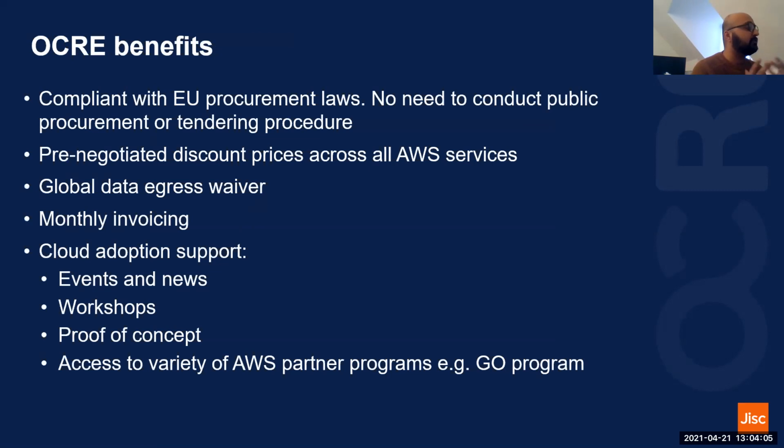Some of the highlights of the benefits of the OCRE framework: it's compliant with EU procurement laws, which means that the institutions using the framework or looking to use the framework do not need to conduct public procurement or tendering procedures. There are pre-negotiated discounted prices across all AWS services. You get access to global data egress waivers and cloud adoption support, such as access to events and news, workshops, and the AWS Go program, which is a fully funded AWS program, which is delivered at no cost to our members.